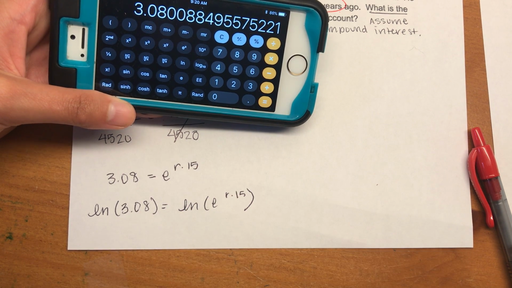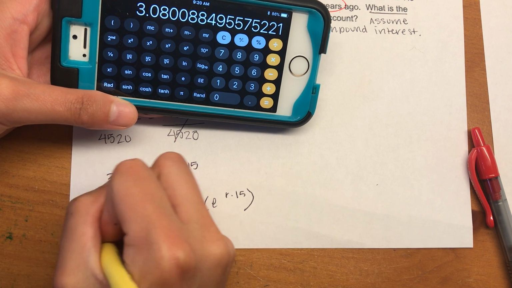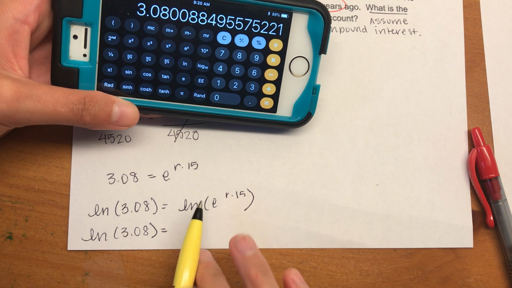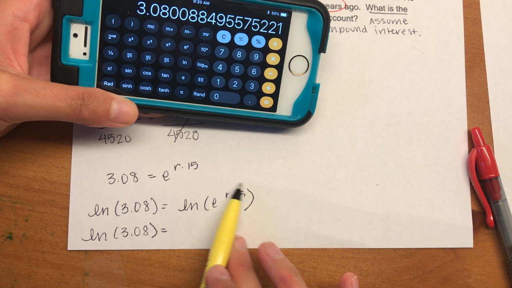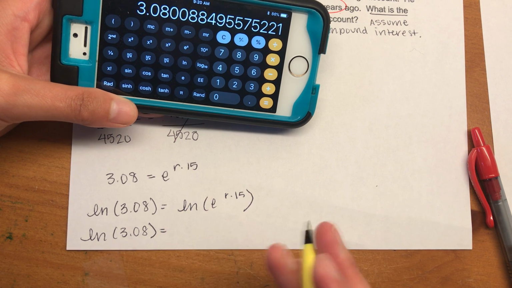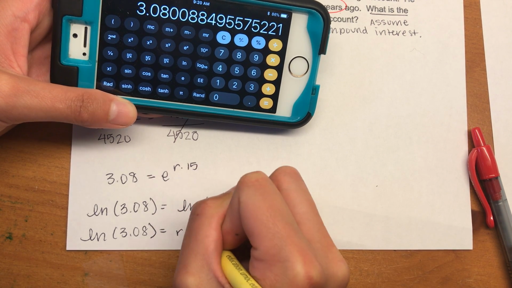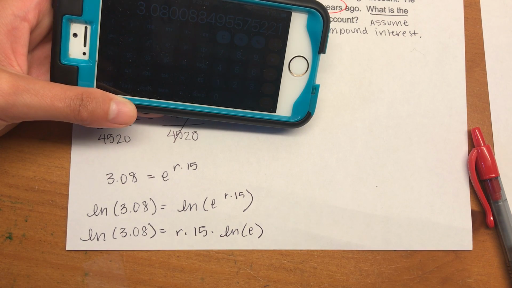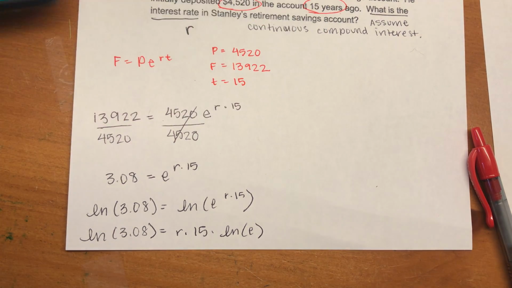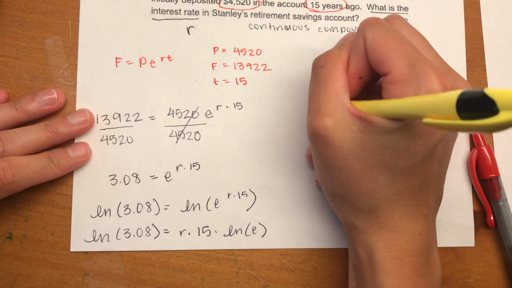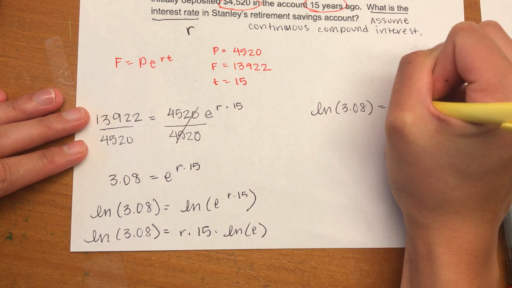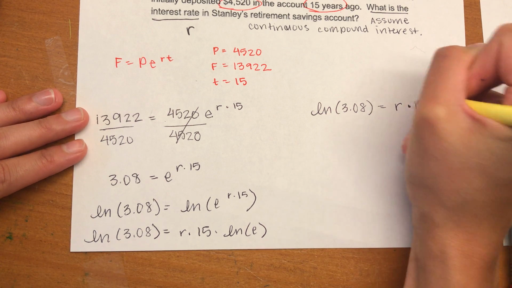And now what? Properties of logarithms. Good. So, what property am I going to use here? When I have a power or an exponent, we slide that to the front. R times 15 times the natural log of e. And what's the natural log of e? 1. Good. So I'll have the natural log of 3.08 equals just r times 15.